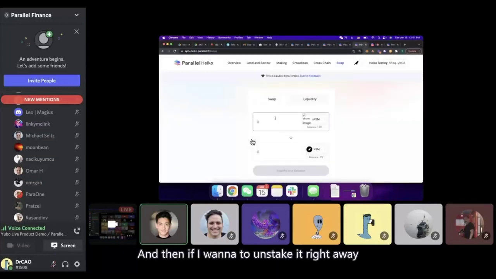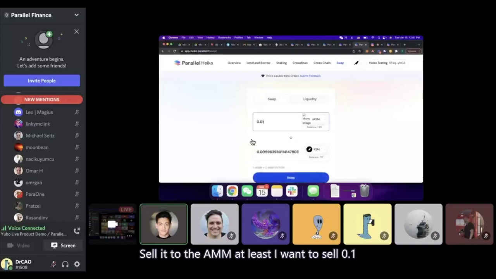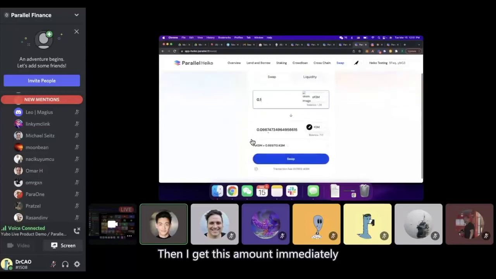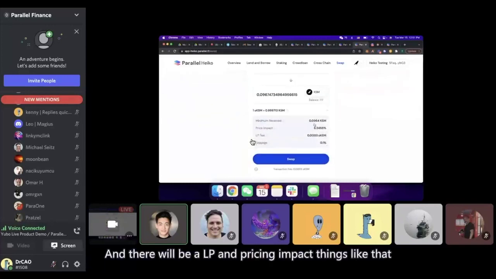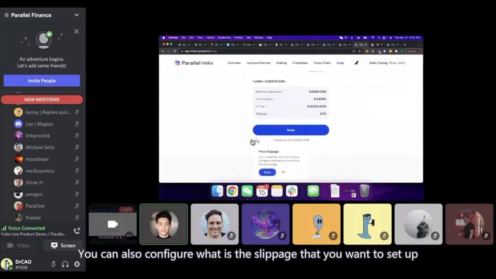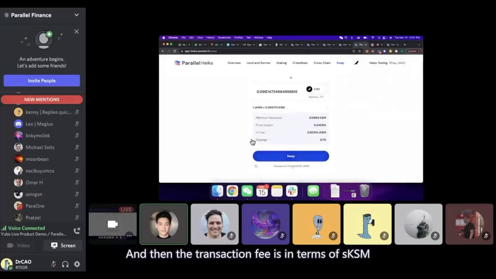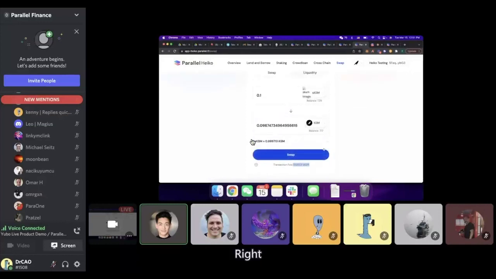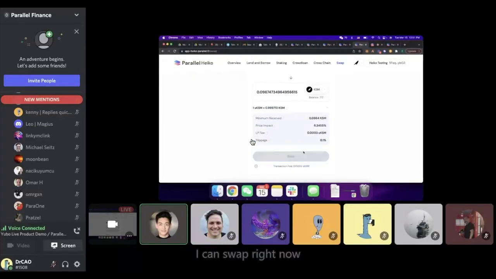And if I wanted to unstake it right away, what I can do is just sell it to the AMM. Let's say I want to sell 0.1. Then I get this amount immediately, right? There will be transaction fees, and there will be LP fees and price impact and things like that. You can also configure the slippage that you want to set up. The transaction fee is in terms of xKusama. That's where the LPs are charging, 30 basis points as an LP. So I can swap right now.